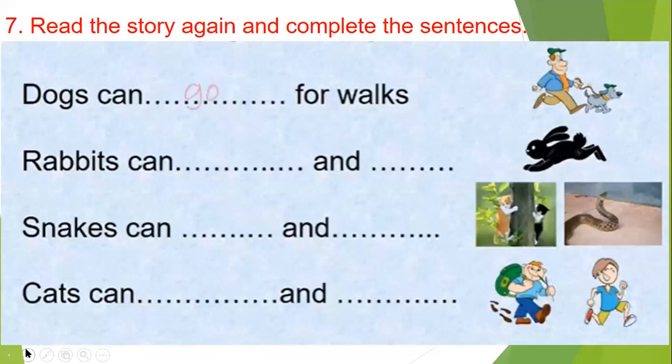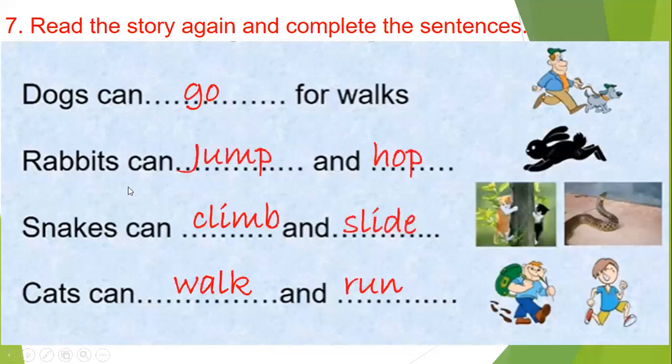Dogs can go for walks. Rabbits can jump and hop. Snakes can climb and slide. Cats can walk and run. Muy bien. ¿Qué me refiero con eso? Los perros pueden ir a pasear, go for walks. The rabbits can jump and hop. Pueden saltar y brincar. Snakes can climb and slide. Pueden escalar y deslizarse. Y por último, cats can walk and run. Pueden caminar y correr.